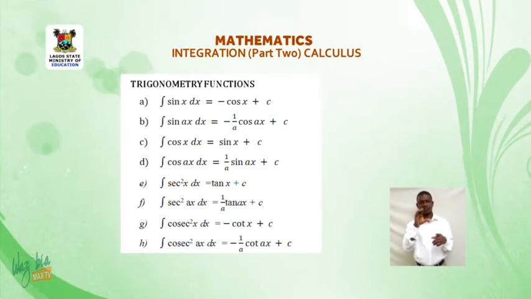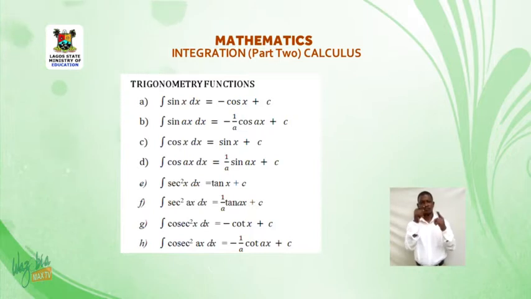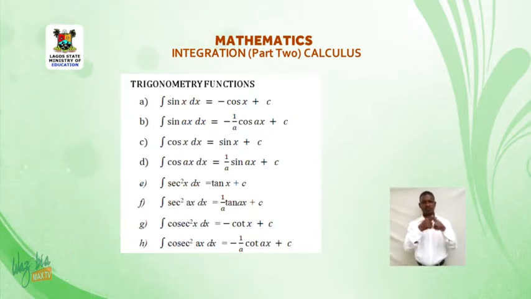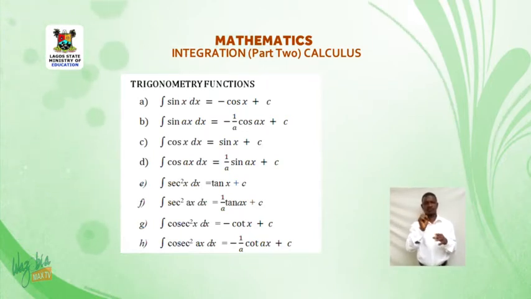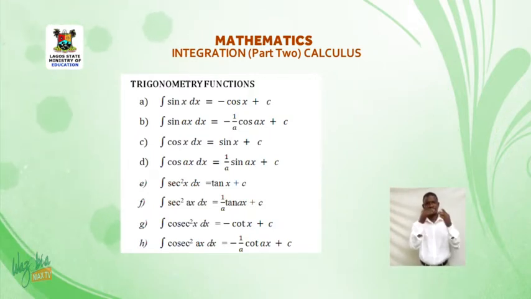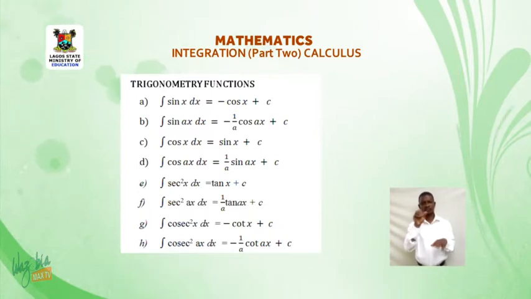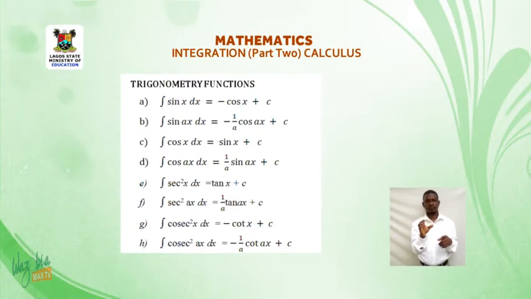G. The integral of cosec square x with respect to x is equal to minus cot x plus c. H. The integral of cosec square ax with respect to x is equal to minus 1 over a cot ax plus c.